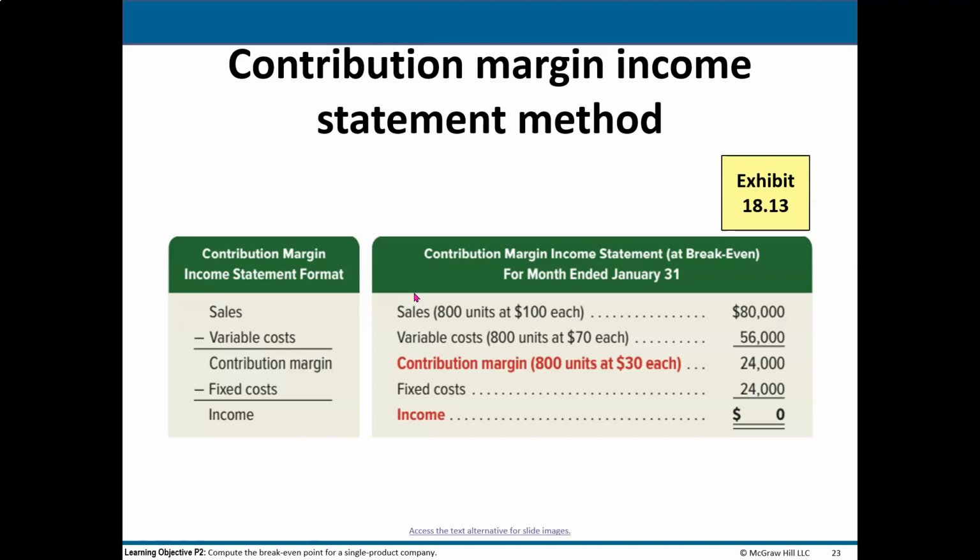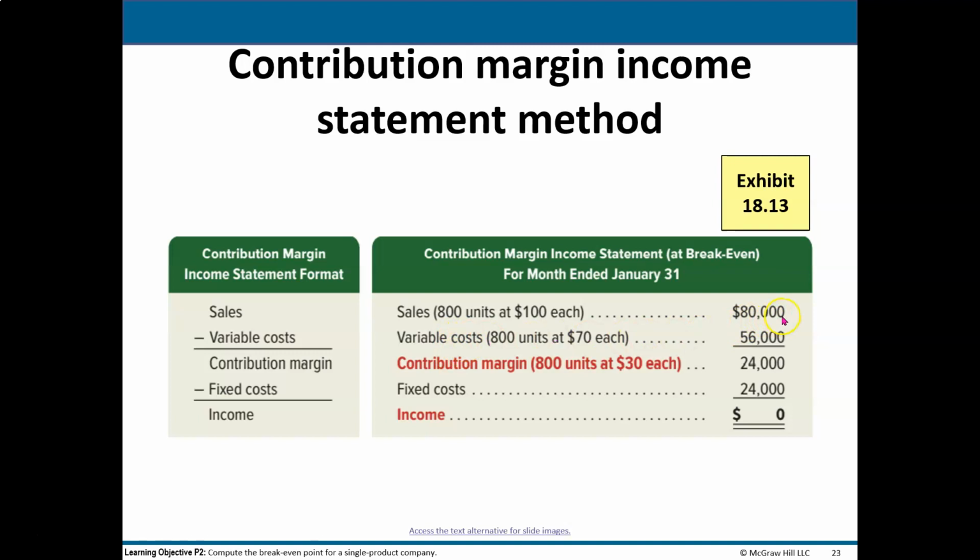So we're focused here on cost behavior. I'm going to take my sales. I'm always going to start off with sales no matter what type of income statement I do. So sales, and for the contribution margin income statement, I'm going to separate and deduct my variable costs.